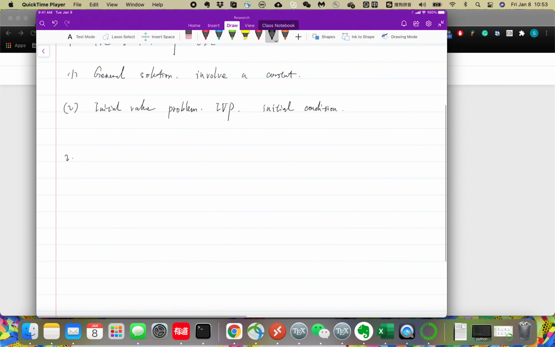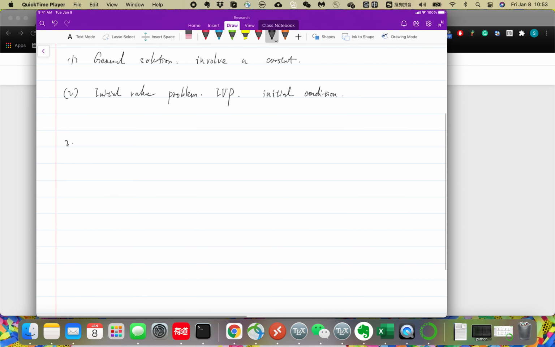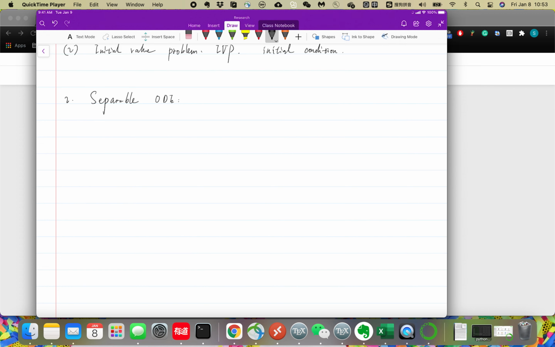Okay. Now the first type we want to talk about is probably the easiest type of differential equations we can solve, which is called separable equations, ODE, differential equations. Okay, and the definition is given by y prime equals g(t) times h(y), which is called separable. That basically means the derivative can be separated into the multiplication of a function of t and a function of y.